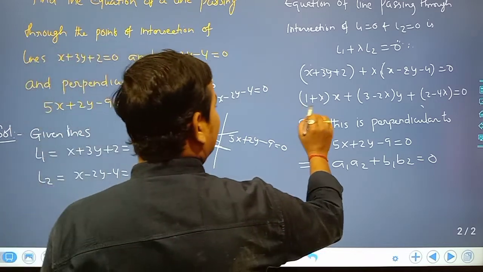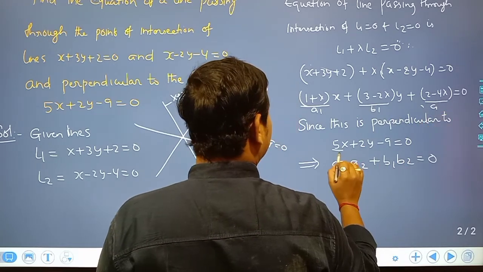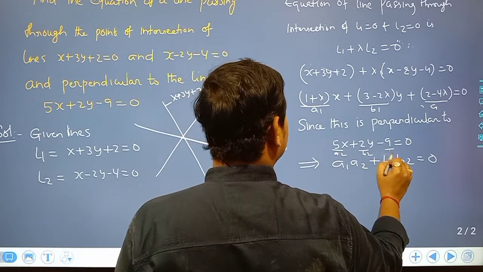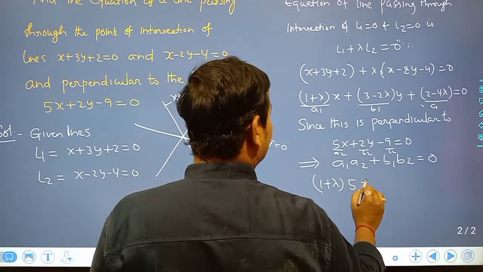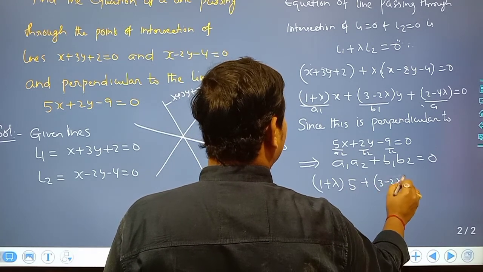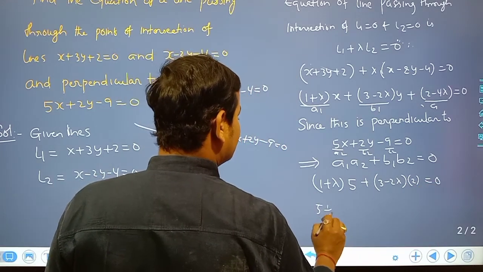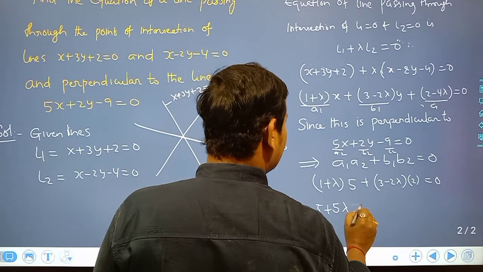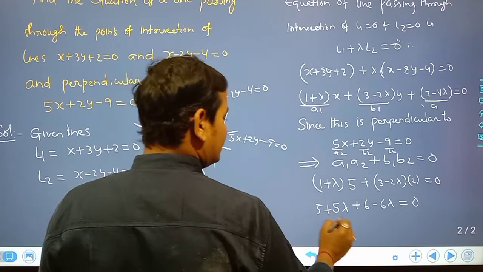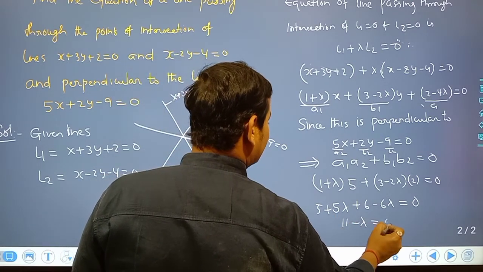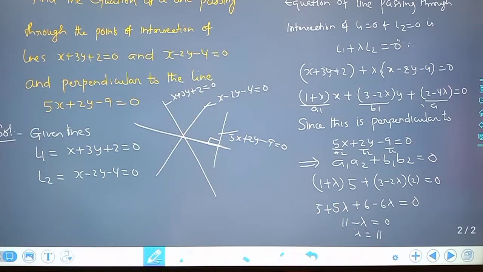A1 means what is that? This is the A1, this is the B1 and this is the C1, and this is A2, B2 and C2. A1 into A2 means 1 plus lambda into 5, plus 3 minus 2 lambda into 2 is equal to 0. So 5 plus 5 lambda plus 6 minus 6 lambda is equal to 0. So it is 11 minus lambda is equal to 0. So lambda is equal to 11.